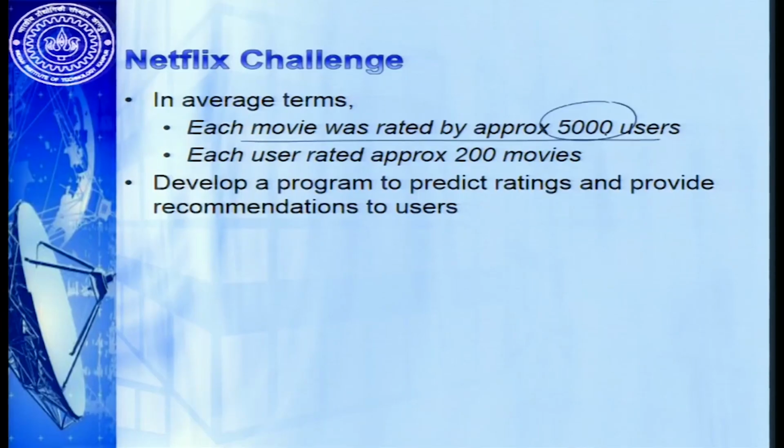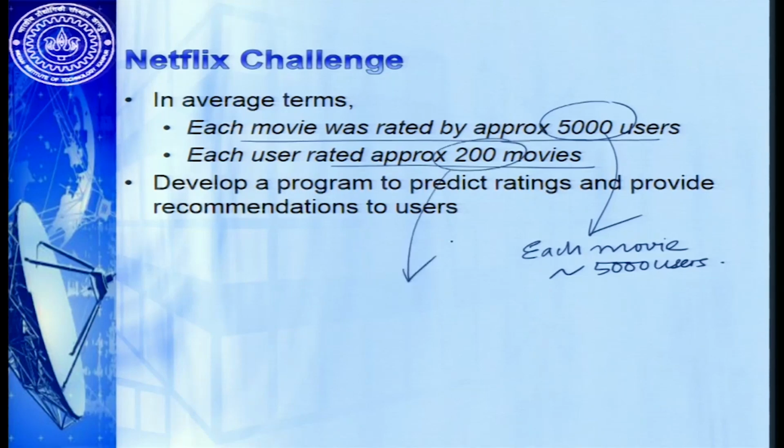So, each movie was rated by approximately 5,000 users, and each user rated approximately 200 movies. So approximately 200 divided by 20,000, the total number of movies, is approximately 1%. So that's where you get the number from. Alright. So each user has seen about a percent of the movies.